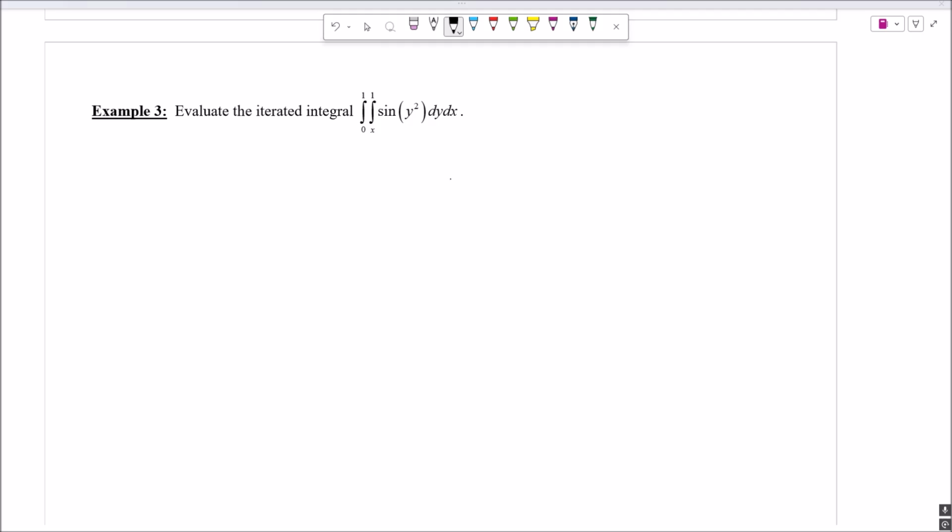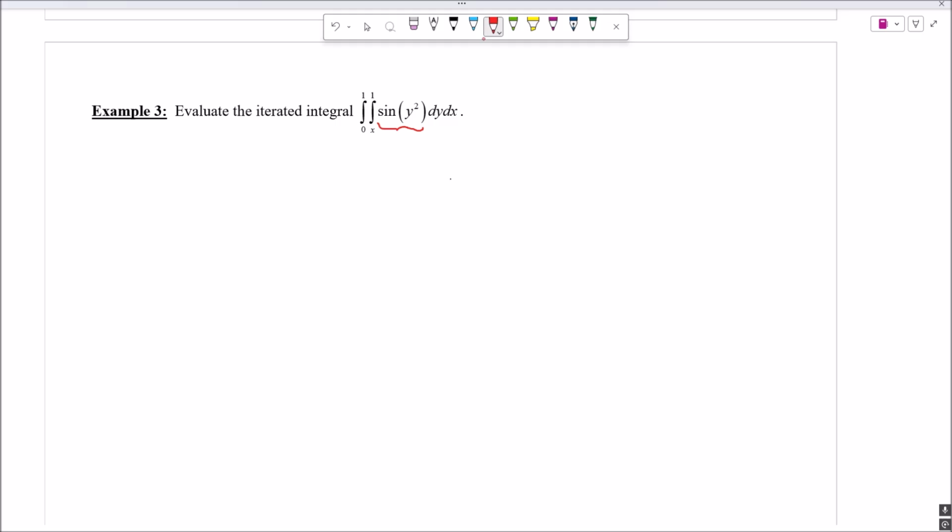At first glance, maybe this would seem easy. I don't have a lot of setup to do. But I'll notice here that I have to first start by integrating with respect to y. If I look at what's in the integrand, sine of y squared, I start to think, well, what would the antiderivative of sine of y squared be?